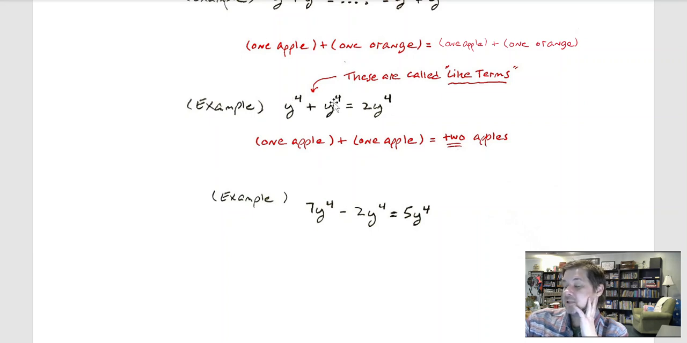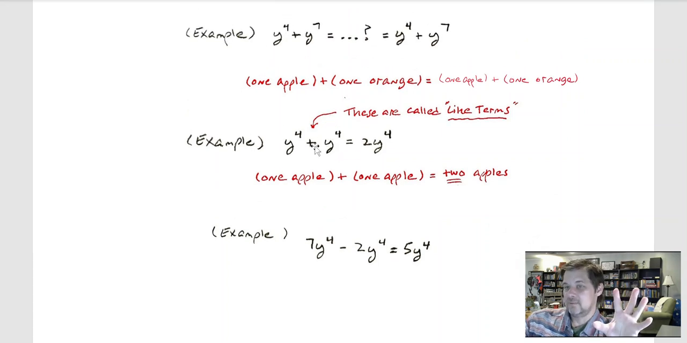Y to the 4th plus y to the 4th. These are called like terms. I can add those together because here I'm talking about adding exactly identical things together. It's like saying, what's one apple plus one apple? It's two apples. Y to the 4th power is exactly the same thing as y to the 4th power, okay? And so I could say that I had two of them. That's what that means. All right.